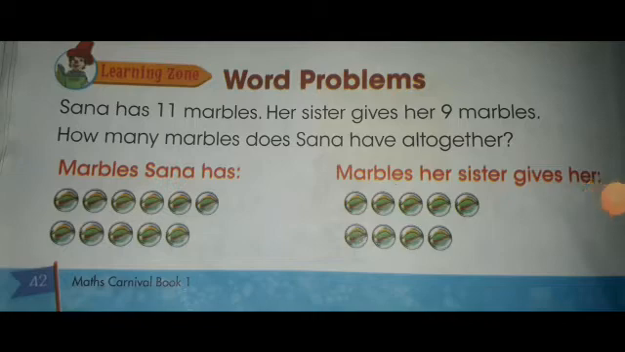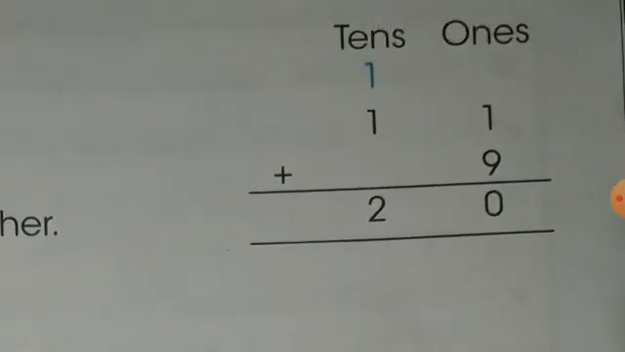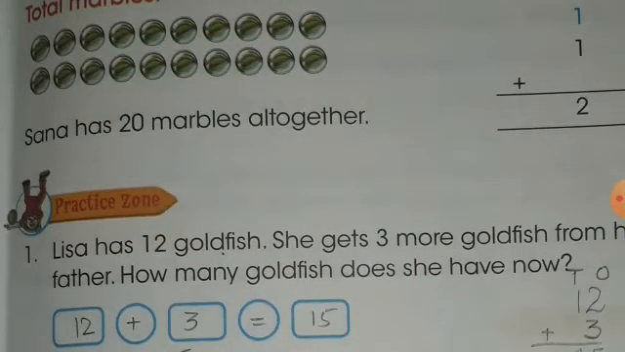Sana has 11 marbles. Her sister gives her 9 marbles. How many marbles does Sana have altogether? As you can see, there is a keyword for addition, altogether, in this question. Next page, here is the solved example. 11 plus 9. 1 and 9, 10. 0 will be in ones place and 1 will be regrouped on tens place. Then we will add 1 plus 1, that is 2. So, Sana has 20 marbles altogether.